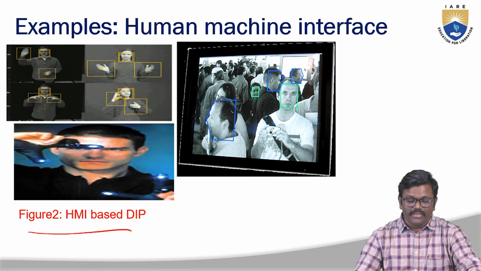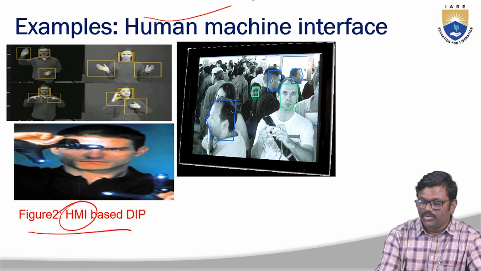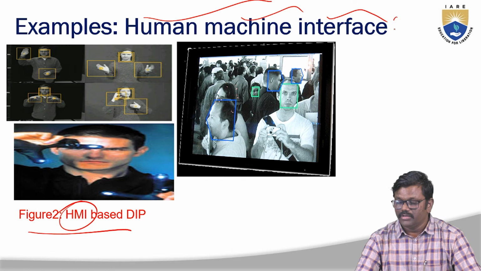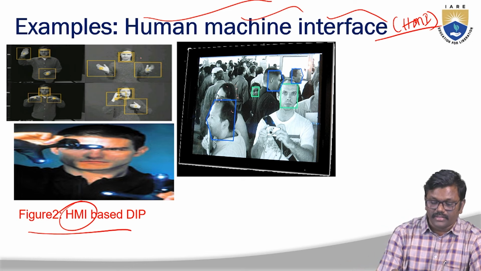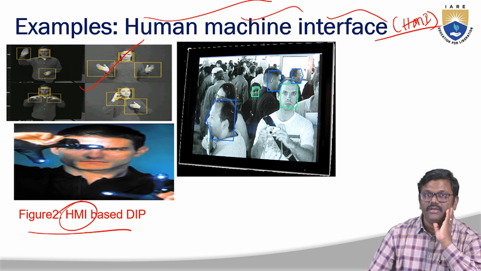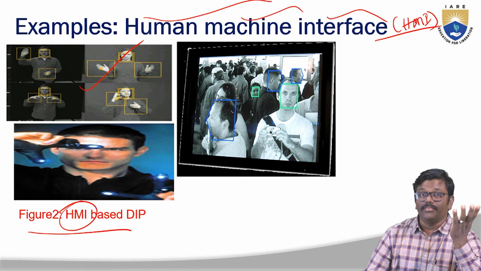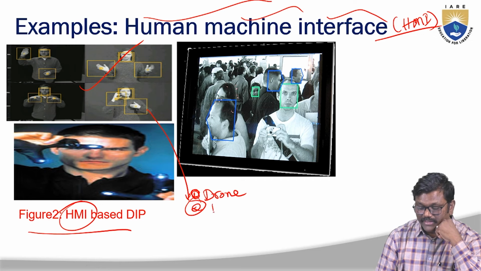So what is this figure I'm saying? It is HMI based digital image processing. What is HMI? HMI means Human Machine Interface. This is called HMI. For example, you can see here, the image which I am showing is with the help of signals. A human being's signals are controlling, number one, maybe a drone. Number two, he may be controlling the complete flight.